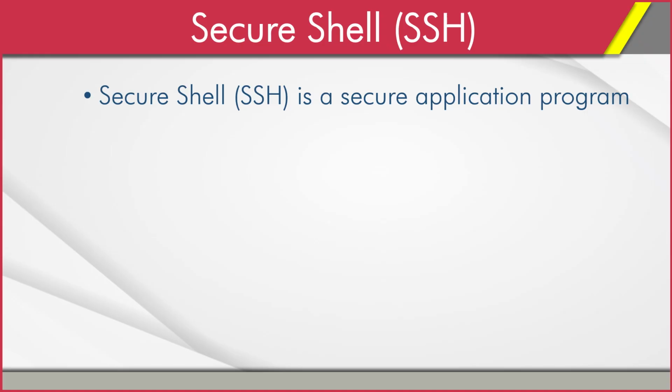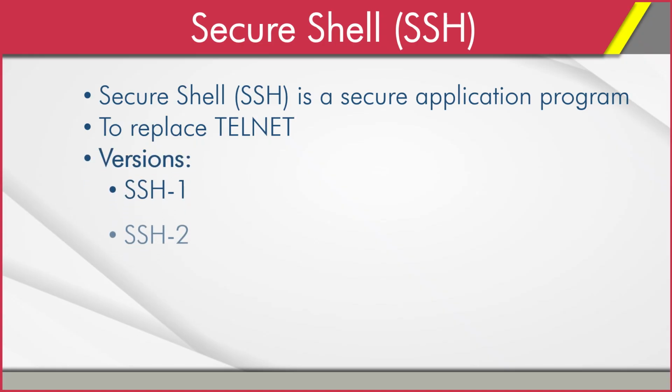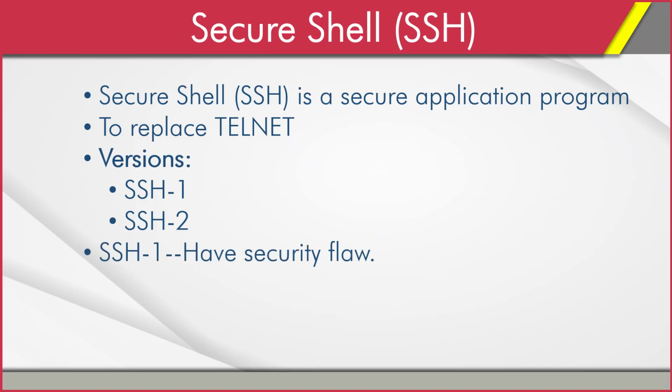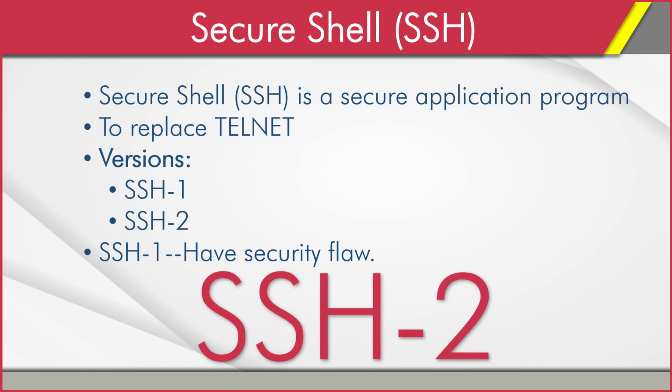Secure Shell is a secure application program that can be used today for several purposes such as remote logging and file transfer. It was originally designed to replace Telnet. There are two versions of SSH, SSH1 and SSH2, which are totally incompatible. The first version, SSH1, is now deprecated because of security flaws in it. So we will be seeing SSH2 in this video.